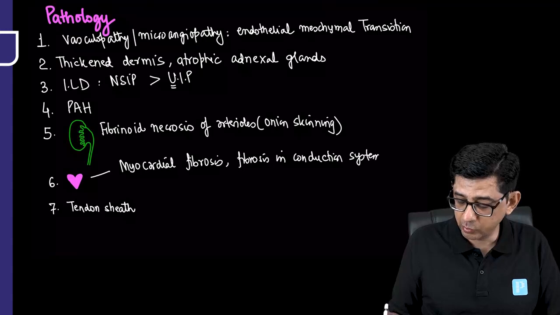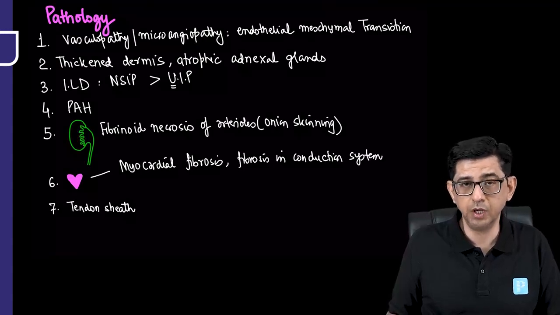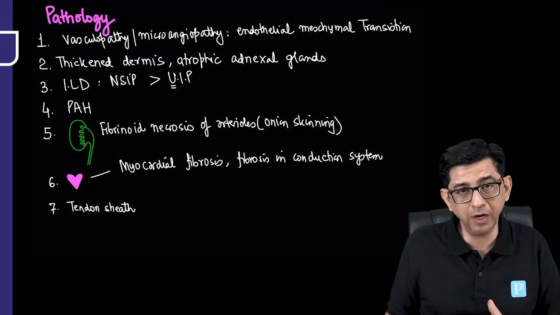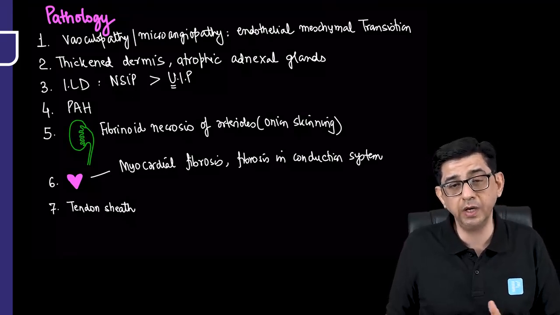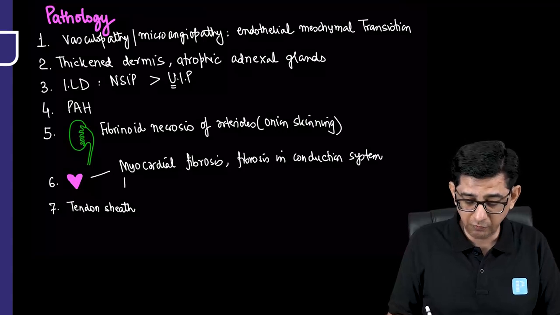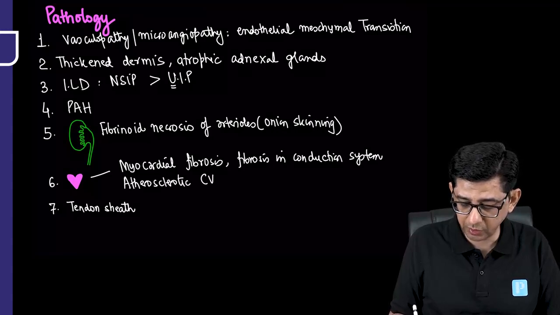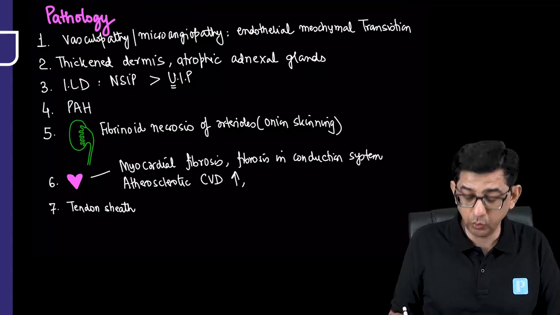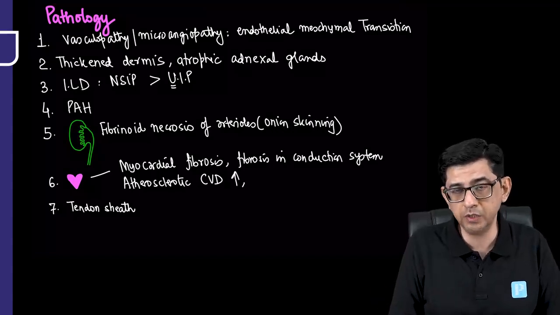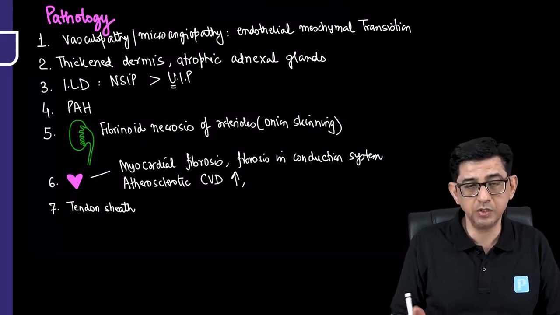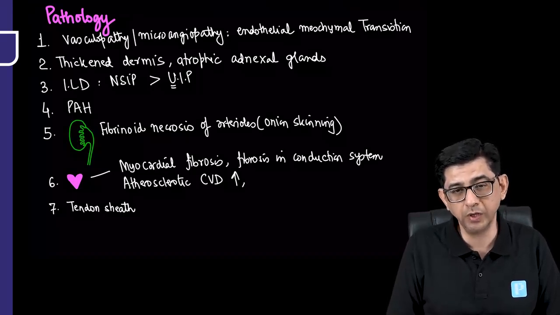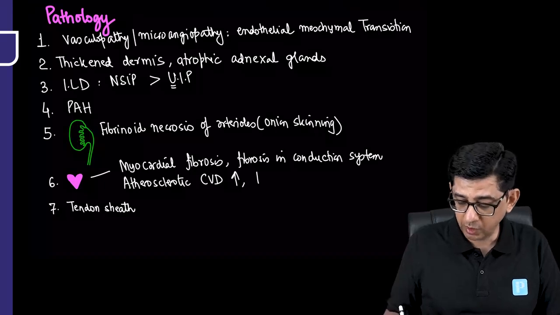And while I describe those heart blocks, at the same time, don't be under the impression that only bradyarrhythmias would be seen in this condition. Even tachyarrhythmias can be seen. In fact, just like lupus, even scleroderma contributes to increased incidence of atherosclerotic cardiovascular disease. And in older patients anyway, the CV mortality is on the higher side, and then this disease would increase that cardiovascular mortality.